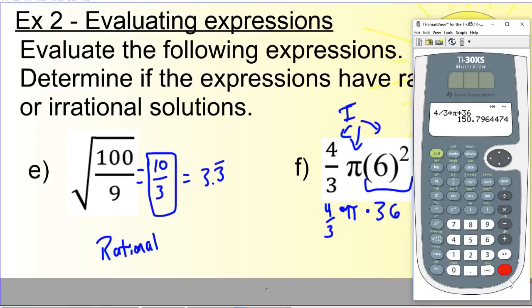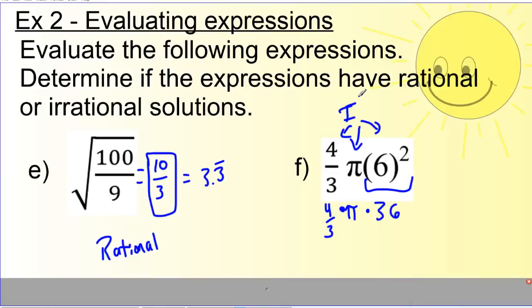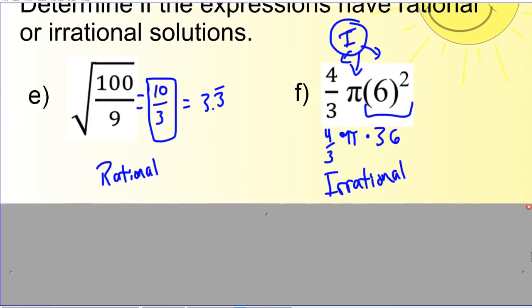It does not look like I see a pattern. It fills up as much of the screen as it can. So I'm going to go ahead and say this is irrational. Based off this evidence and my previous idea, my hypothesis, I'm going to say this is an irrational number. I had an idea. I said I think this is going to be irrational because it's pi times some other numbers. I tested it, and I think my hypothesis was correct.